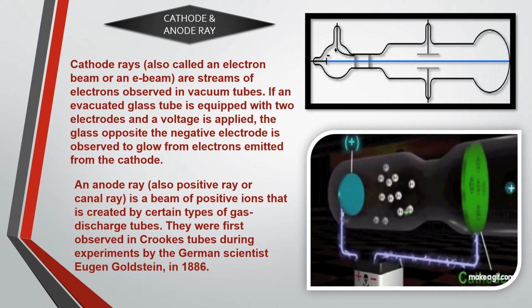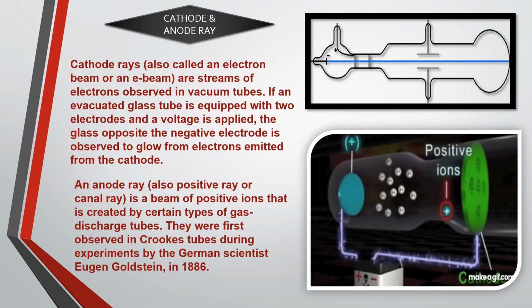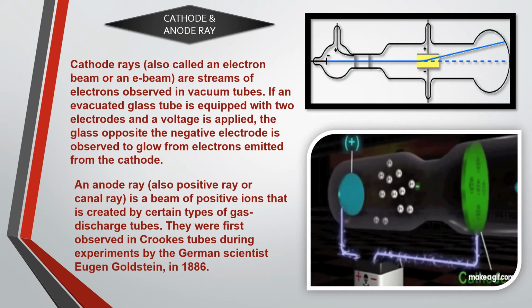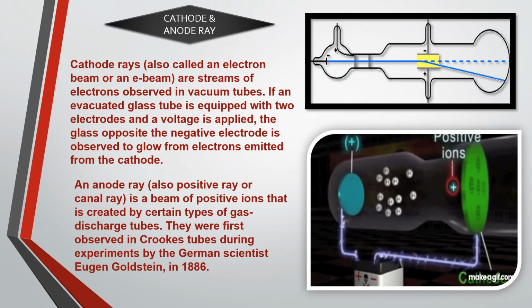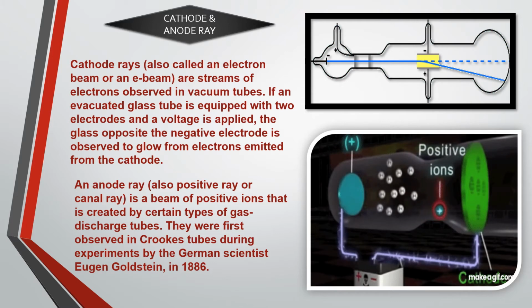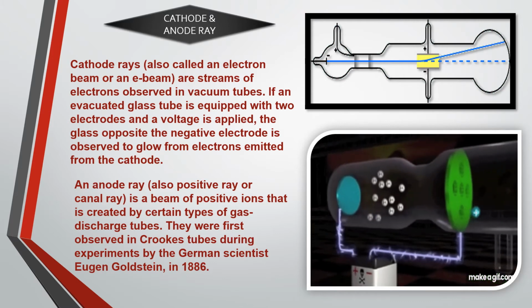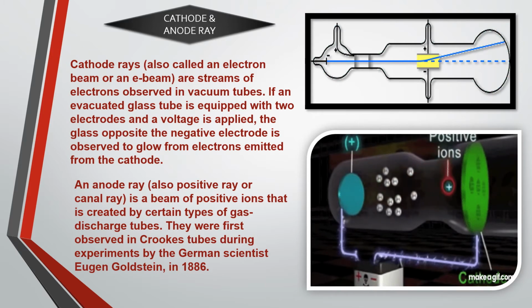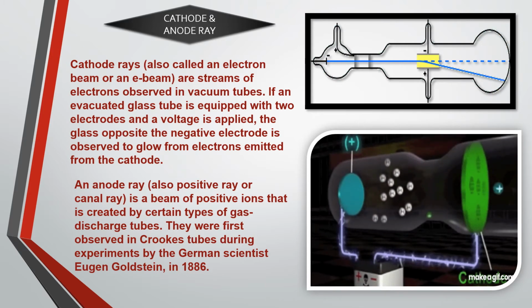When electric discharge is passed through the rarefied gas in a cathode ray tube having a perforated metallic disc acting as the cathode. Please see the second diagram. Perforated means, I think you know, which has holes. That green color perforated disc acting as the cathode, E.